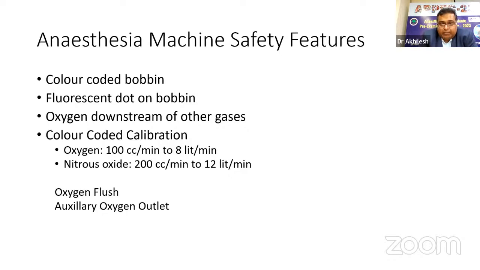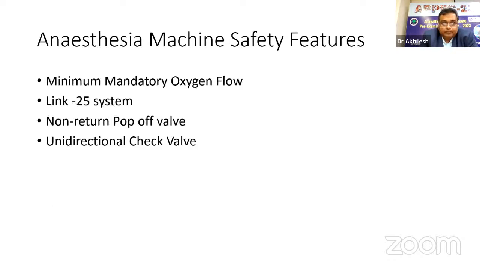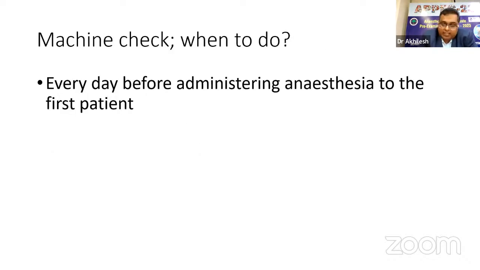Then there's a color coded calibration in the flow meter tubes. For oxygen, the calibration is 100 ml per minute to 8 liter per minute. Vis-a-vis, in nitrous oxide, the calibration is 200 ml per minute to 12 liter per minute. And then there is oxygen flush as a safety device and an auxiliary oxygen outlet. Coming on to the low pressure system, there's a minimum mandatory oxygen flow, link 25, non-return pop-off valve, and unidirectional check valve. So these things come into the anesthesia machine safety features. This you should know, it is asked in the exam, and this is the basic which is expected out of you.